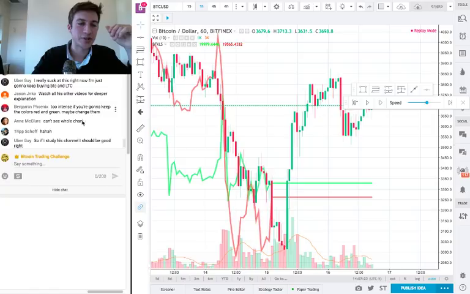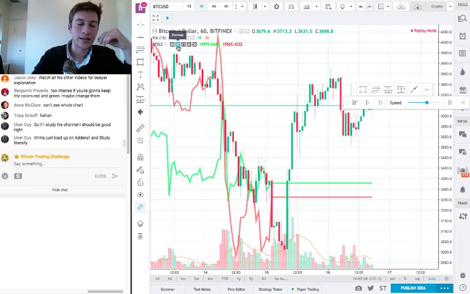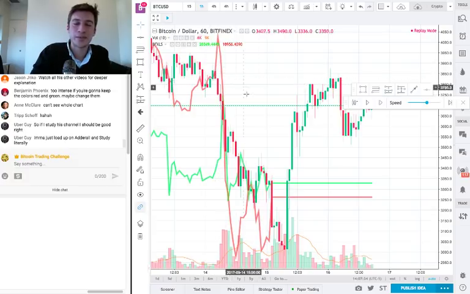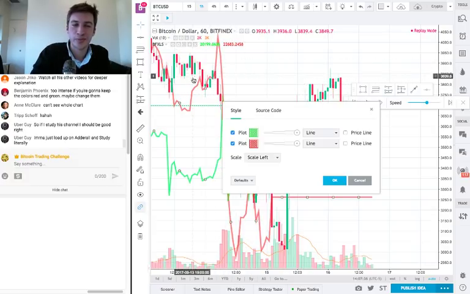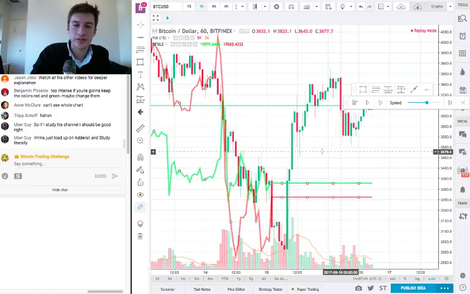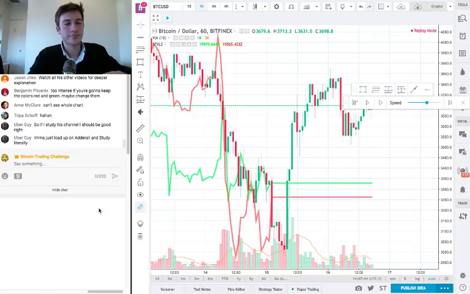Too intense if you're going to keep the colors red and green, maybe change them. What do you guys think about that? The only issue with changing the color is that it might not be clear who the shorts are and who the longs are. I think I'm just going to leave it because we'll just have to deal with that. That's funny. Not exactly PC, but still a funny comment.